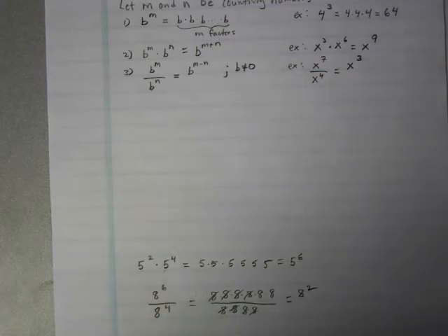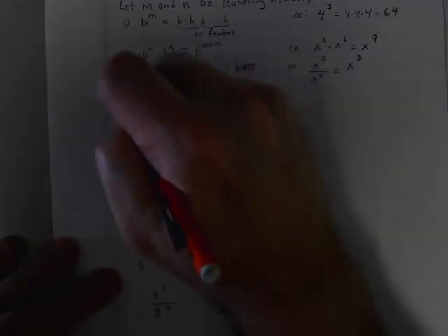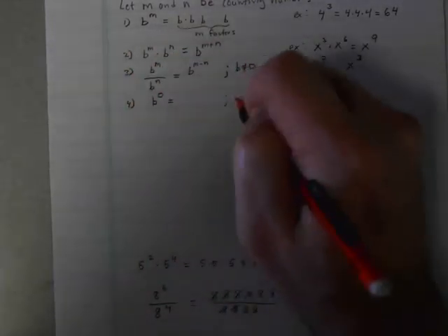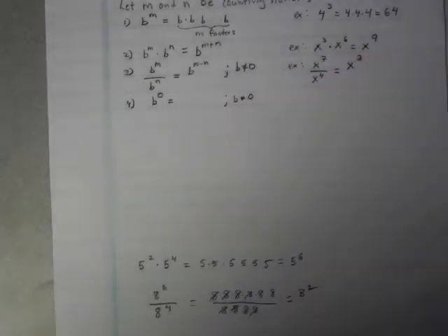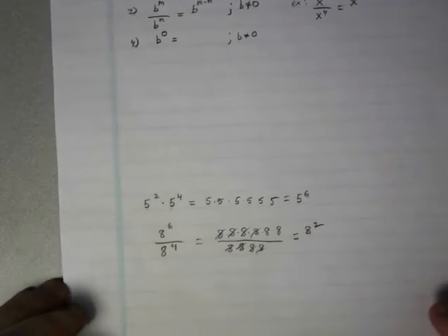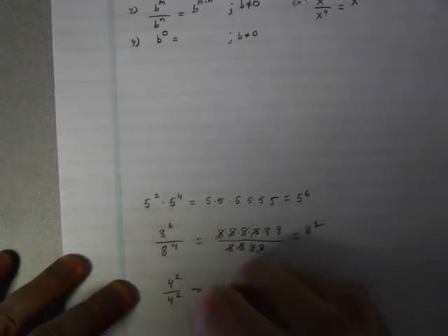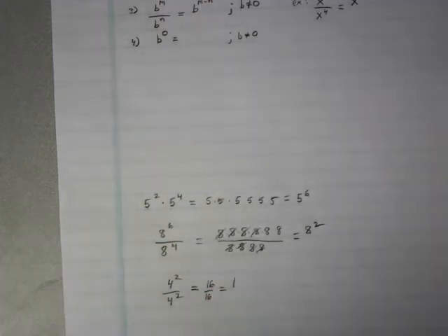This leads to a couple of interesting rules, at least I find them interesting. Say b is to the 0. Again, I have to have the condition that b cannot be 0. Let's look at what happens. Let's say I gave you 4 squared over 4 squared. I would hope you would recognize that that's 16 over 16, and anything divided by itself, as long as you're not dealing with the number 0, is the number 1.